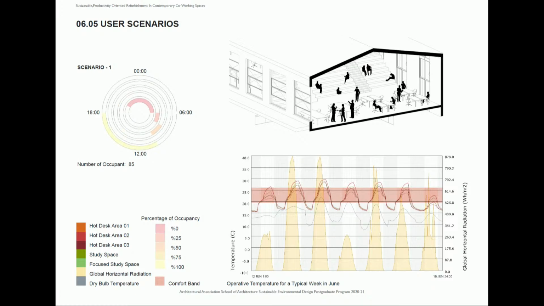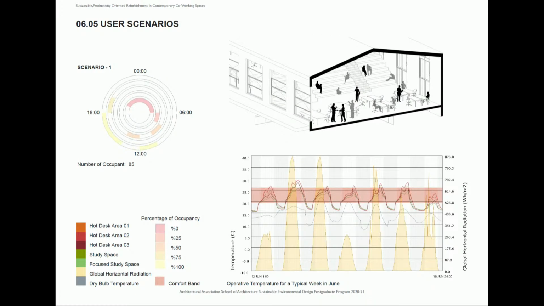So when the building is fully occupied in a typical week in June, which may be expected to have high internal gains and overheating, it is actually overheating without the ventilation. But when I add the ventilation to create a more comfortable environment, it is actually reaching the comfort band again.